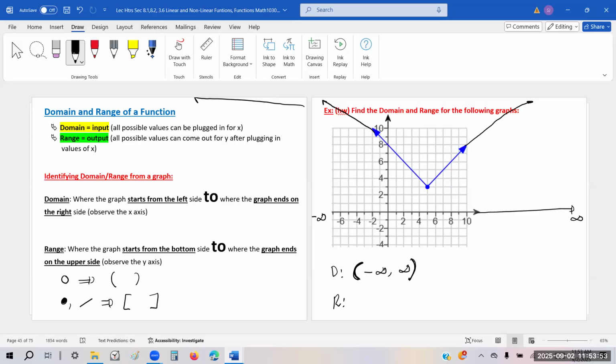And at 3, we see a visible closed circle. It has to be a bracket. So bracket 3, and the line goes on forever and ever upward, to infinity.